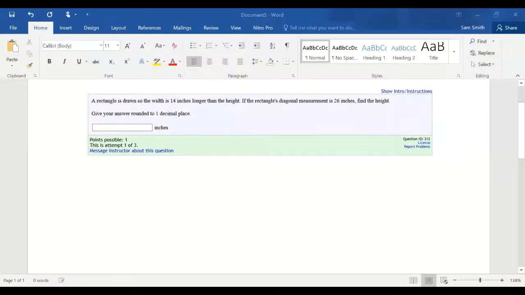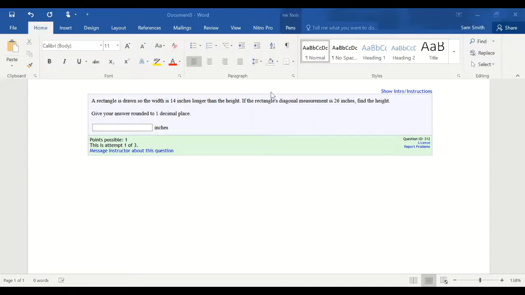So let's talk about a problem of this nature. This is also from the 10.4 homework. This is similar, but slightly different compared to the previous problem. Let's read it. A rectangle is drawn so that the width is 14 inches longer than the height. If the rectangle's diagonal measurement is 26 inches, find the height.